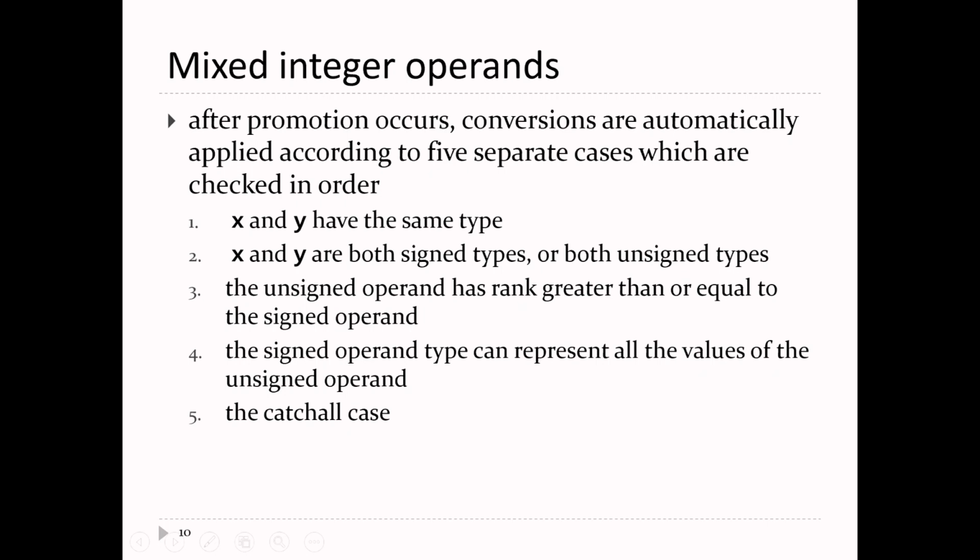The problem with the integer conversions is you have the unsigned types to consider, which complicates things. So now there's 5 separate cases. You're adding 2 int values. You've done the promotion if one of them happens to be a short value, and now you have to consider how the calculation is performed. If x and y have the same type, nothing happens. If x and y are both signed, or both unsigned, something happens. Now you have to consider what happens if one of your values is unsigned and the other one happens to be signed. If the unsigned operand has rank greater than or equal to the signed operand, something happens. Case 4, the signed operand can represent all the values of the unsigned operand, something else happens. And then 5 is the catch-all case. If none of the first 4 are true, then the 5th case happens.